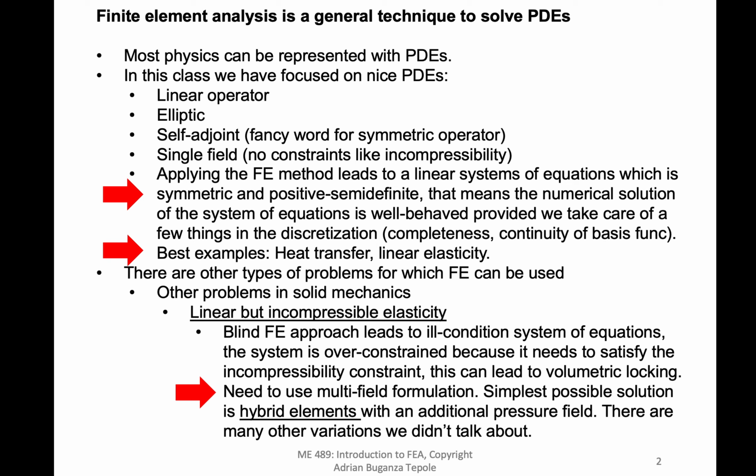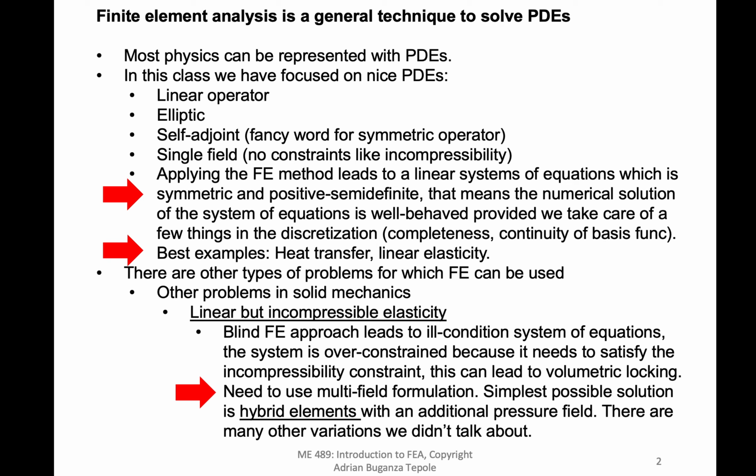One of the examples of a constraint would be incompressibility, where you have to satisfy more than one thing. You have to satisfy the linear momentum balance with the displacement, but you also have to satisfy incompressibility. So that means that you need some extra field that you need to solve for, and that's the pressure, to prevent compressibility, for example. So we restrict our attention to this linear operator, elliptic, self-adjoint, single field.